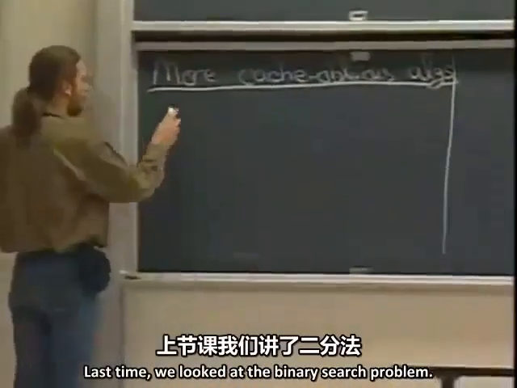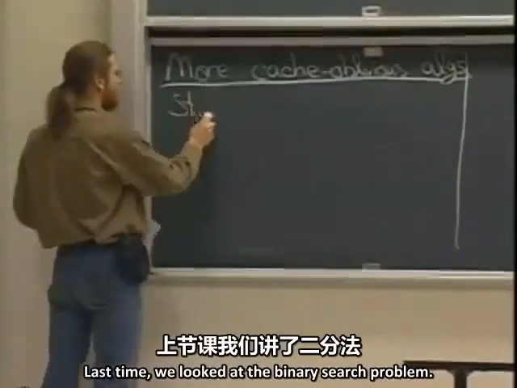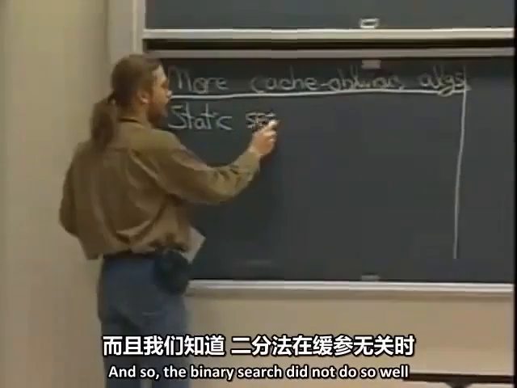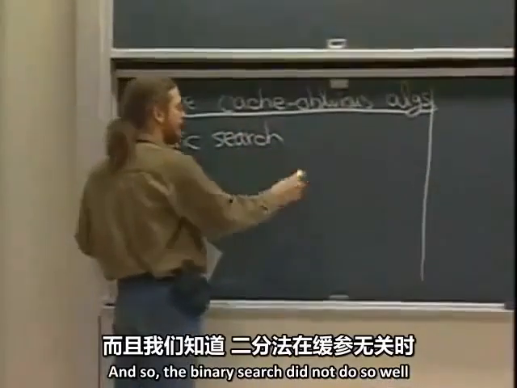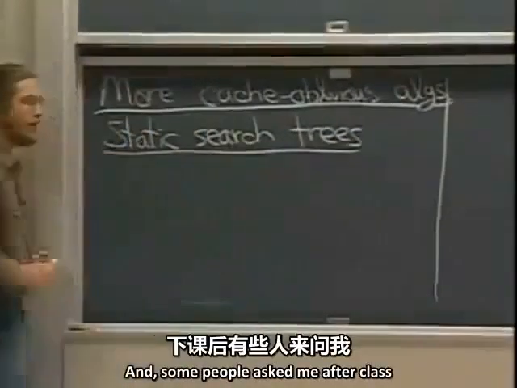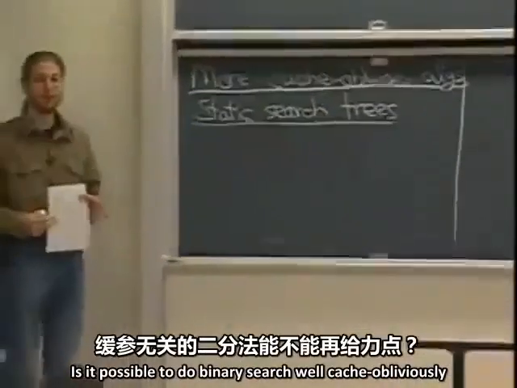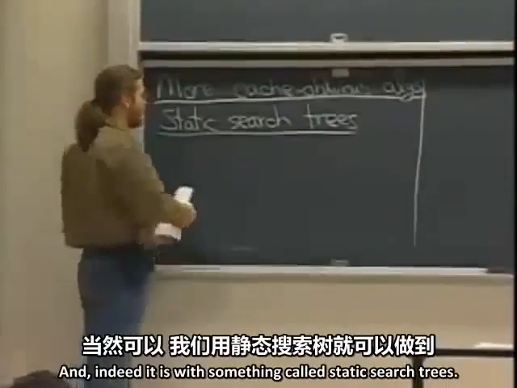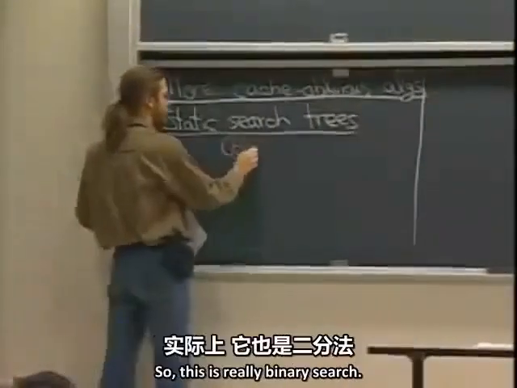Last time we looked at binary search, and saw that binary search did not do so well in the cache-oblivious context. And some people asked me after class, is it possible to do binary search well cache-obliviously? And indeed it is, with something called static search trees. So this is really binary search.